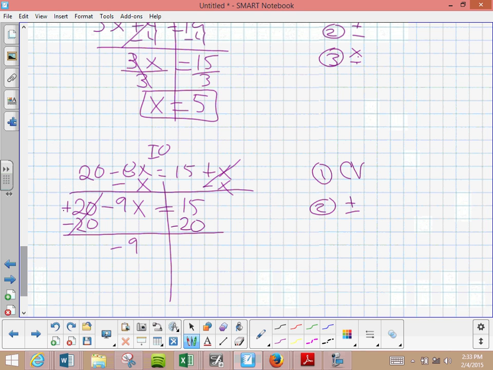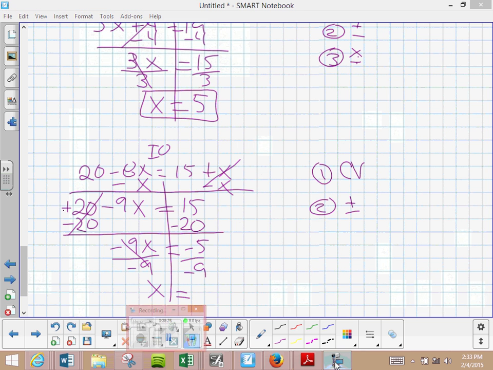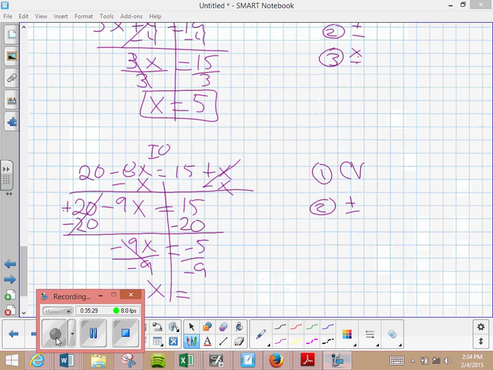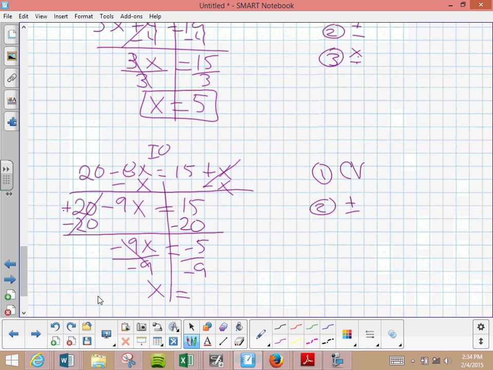I get negative 9x equals, what do you get here? Negative 5. I hope I did this right. So you divide by negative 9. X equals what? 4? 5 divided by 9 is 4? Hang on. I may have. All right, big mistake. Let me go back to the beginning.